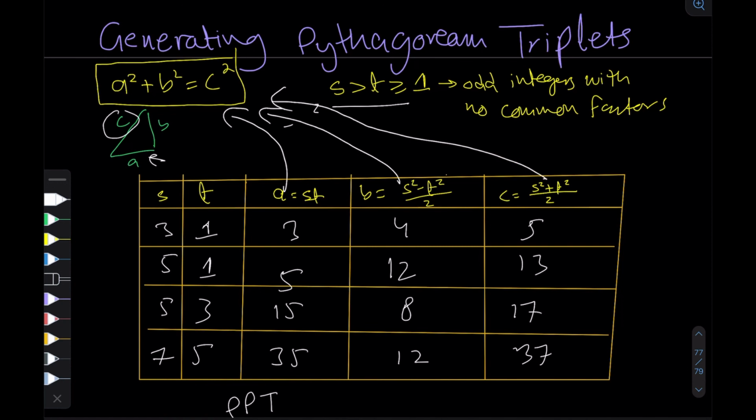So yeah, that's pretty much it. That's how you take any two odd numbers which don't have anything in common, and you come up with any Pythagorean triplet of your choice.